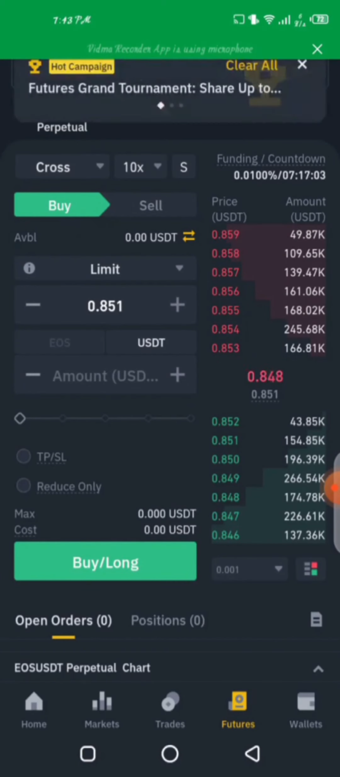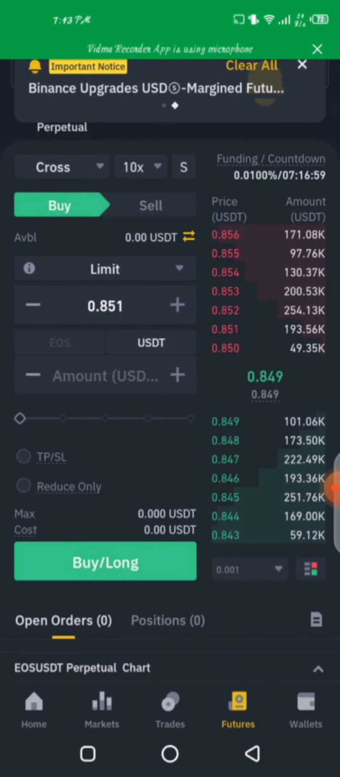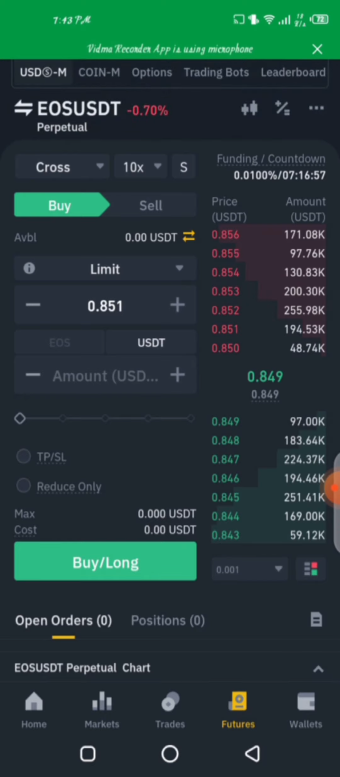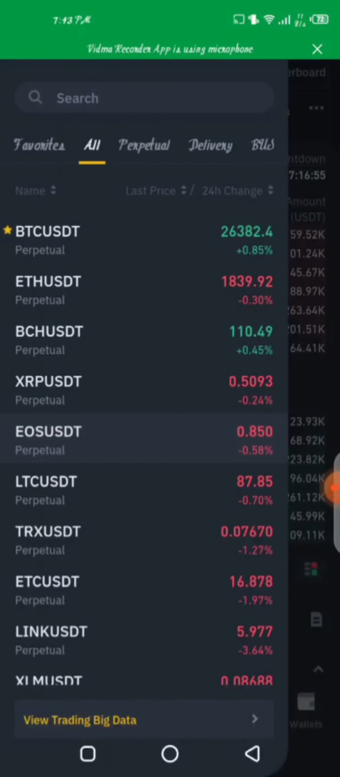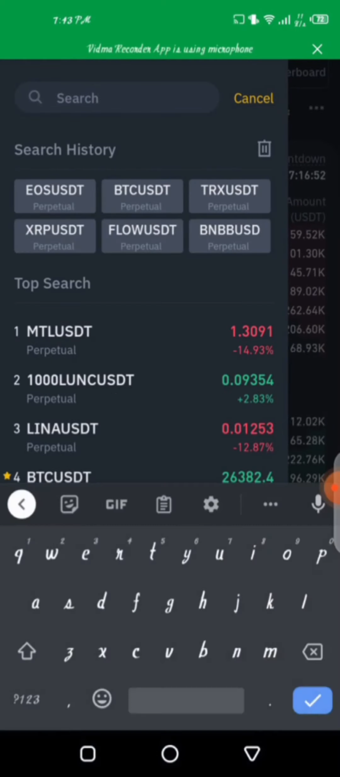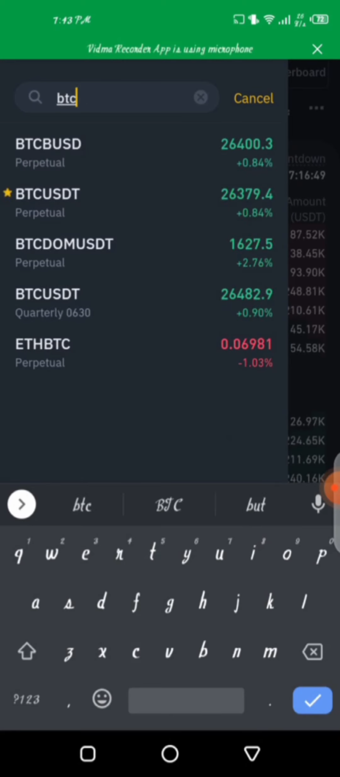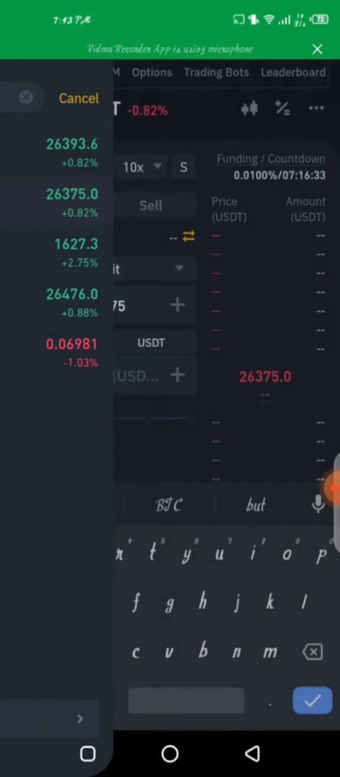So now we go to BTC. I don't want this, just close. I come here. I search for BTC. And please always make sure you trade the perpetual, BTC perpetual. Do not trade quarterly, do not trade any other thing. There is quarterly and there is perpetual. So don't trade any other thing. So I say BTC USDT perpetual. So I click on it.